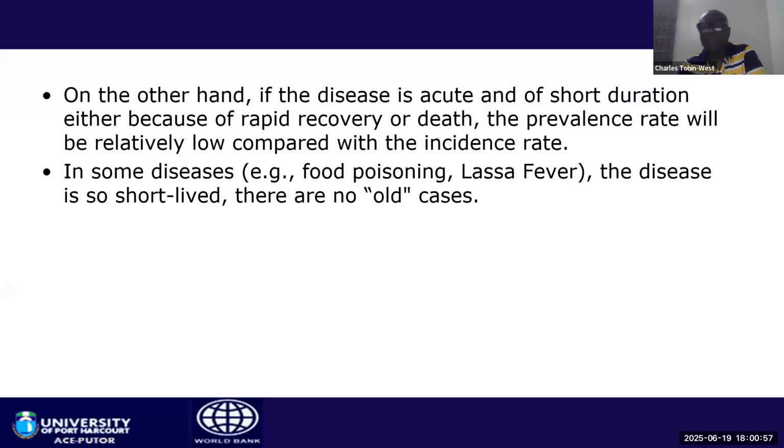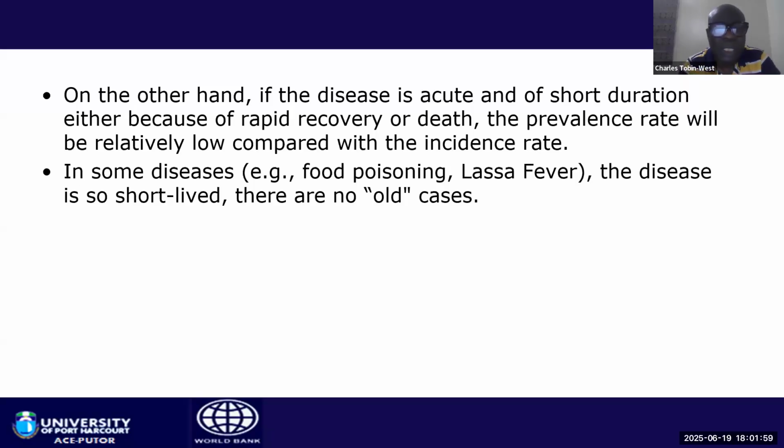But some diseases are acute, diseases that don't have long duration. Diseases with long duration have high prevalence because we're unable to cure the existing ones and new cases are joining. But acute diseases, those diseases that are curable, you can cure them outright, and when you cure them, they no longer contribute. Or those diseases where people die outright, the prevalence rate is very low. So on the other hand, if the disease is acute and of short duration, either because of rapid recovery or death, the prevalence rate will be relatively low compared to the incidence rate.